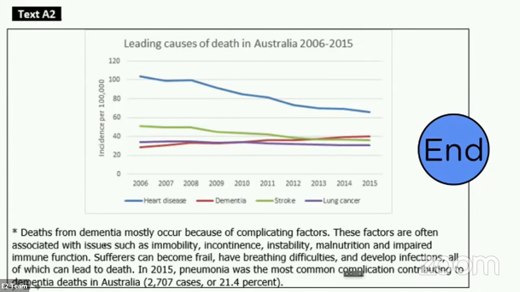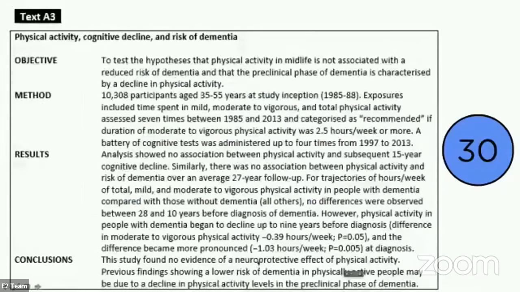So we skim read this. We read this very quickly, pick up some keywords there. Now let's quickly skim read the research abstract.